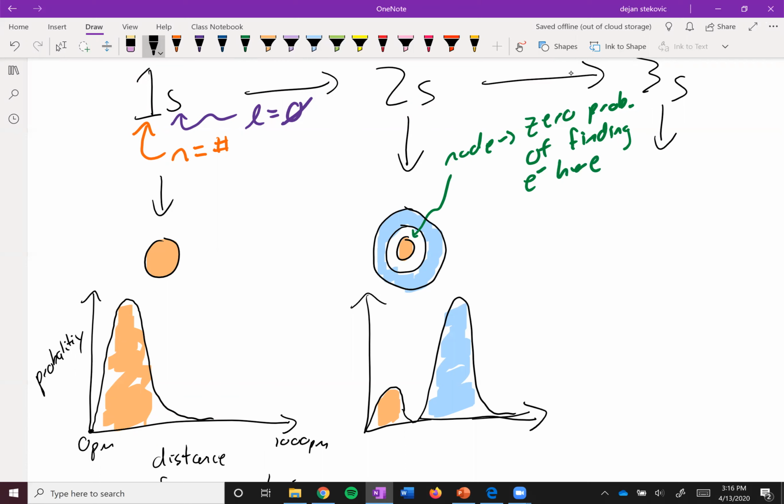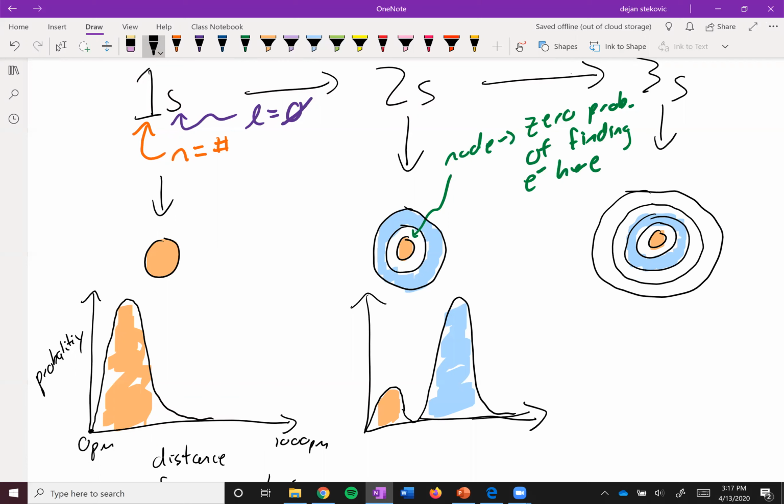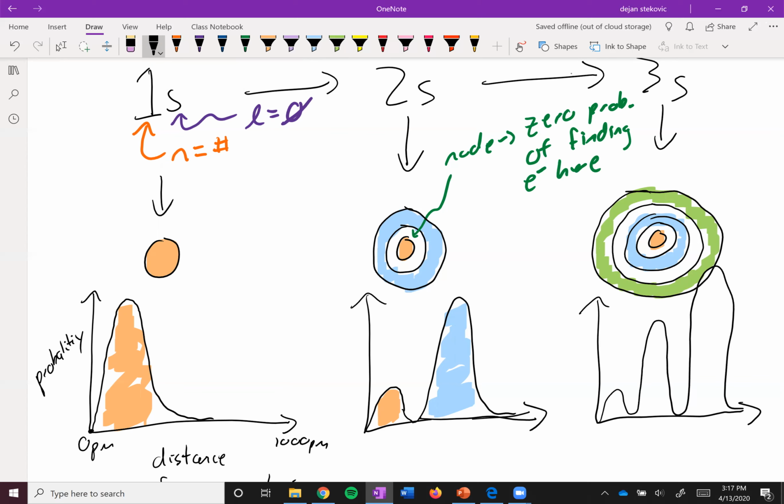So then let's think about 3s. In 3s, we're going to have 2 nodes. So you'll have the probability that it's somewhere right in the center. Then you'll have a region of 0 probability, and then some probability that it's going to be kind of in this outer layer. Another node, so another region of 0 probability, and then finally an outer layer where the electron can be. And again, if we take a look at the probabilities here, it looks something kind of like this, right? Where this little one is the orange. Then I went with blue right there, and then green right there.